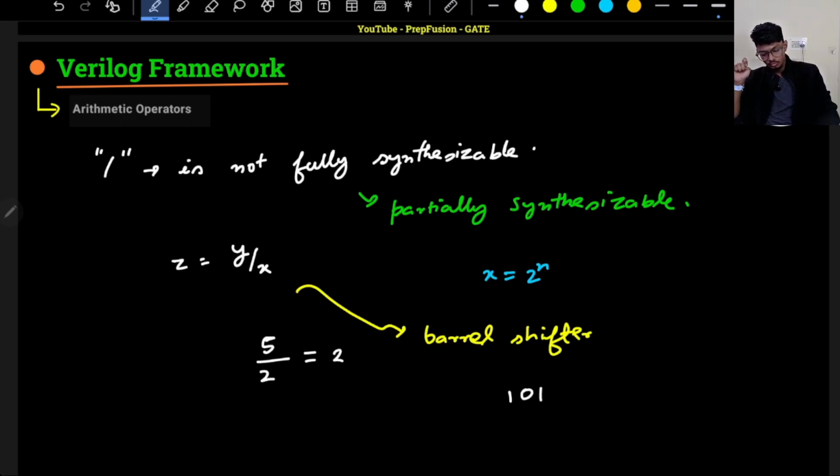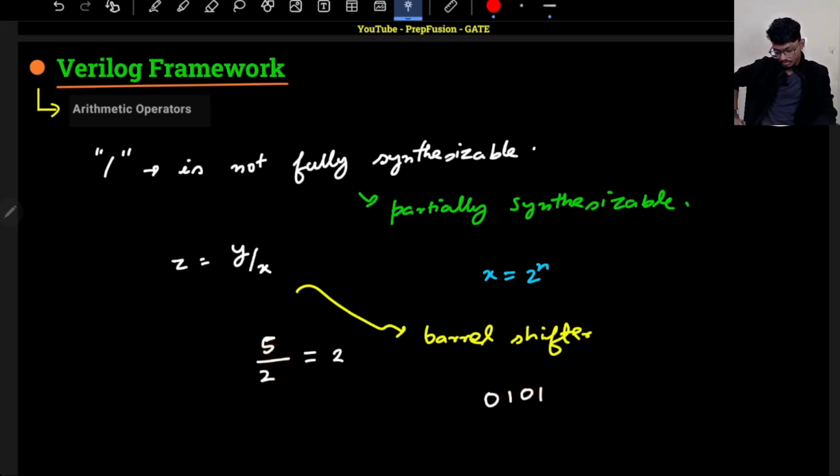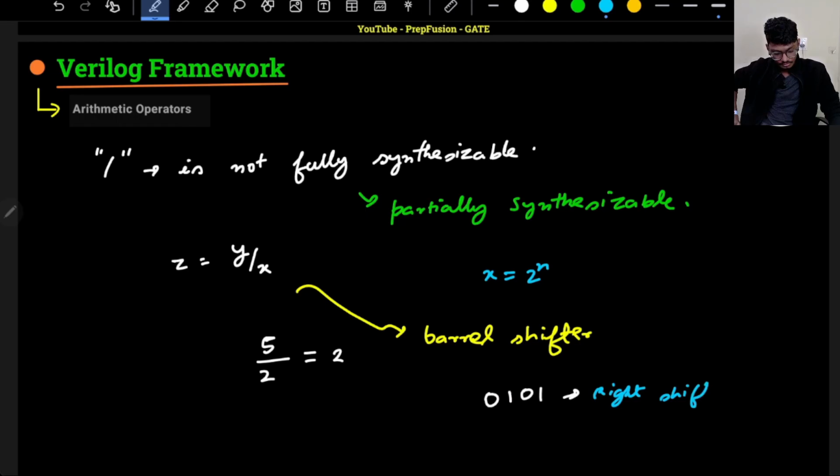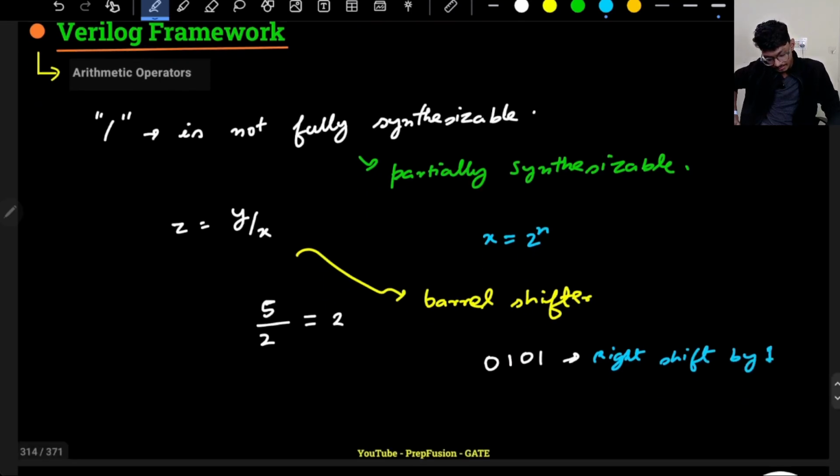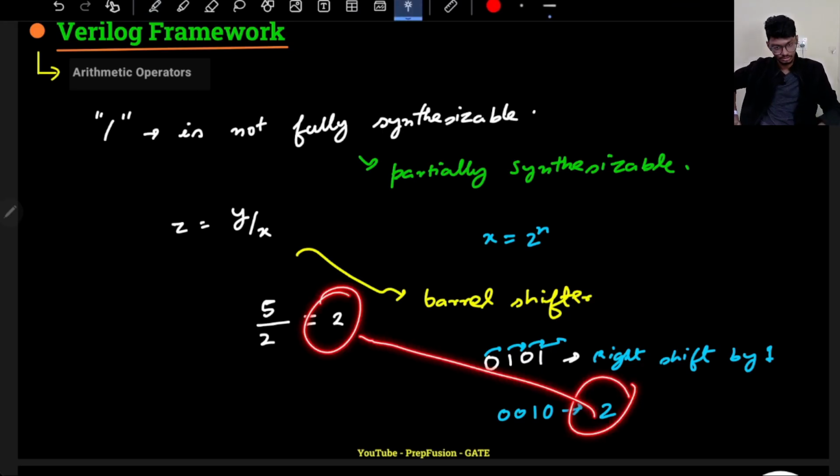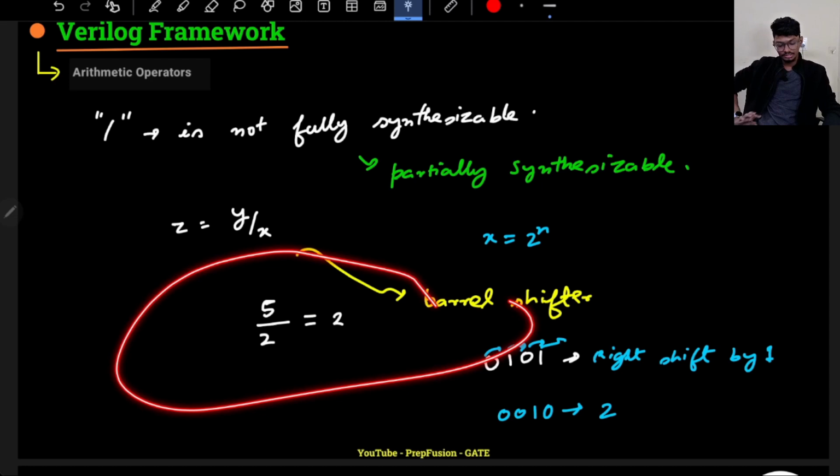With the barrel shifter, we right shift each bit. If it is a 4-bit number, we will right shift everything by 1 if I am dividing by 2. So what will happen is this 1 will be here, this 1 will go away, it will be truncated, and this 0 will come here at the last bit. So 0 1 0 0. What is this? This is 2. Isn't this what we predicted here? Yes. So that's why we can do the division.